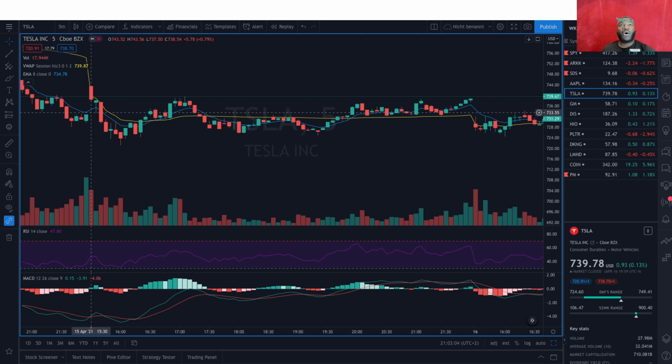So when the market opened, this stock was above the exponential moving average, the EMA 8, but it dropped, and it continued to drop. So when we look here at the MACD, we can see that when the market opened, the MACD line was above the signal line, which normally shows an uptrend, but it was just a fake.